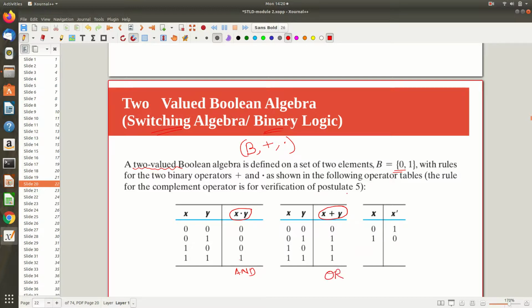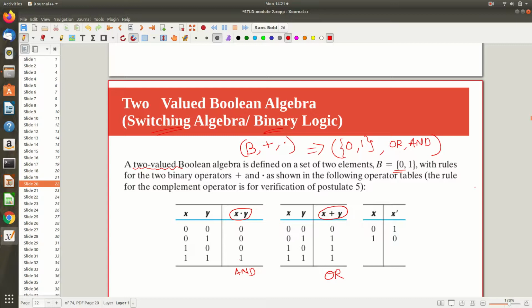So you can see that this switching algebra is a special case of Boolean algebra where this B is nothing but the set containing the binary 0 and 1, and that plus is nothing but the standard OR operation, and dot is nothing but the AND operation. If that is the case, I am getting the very special case of Boolean algebra called the switching algebra.